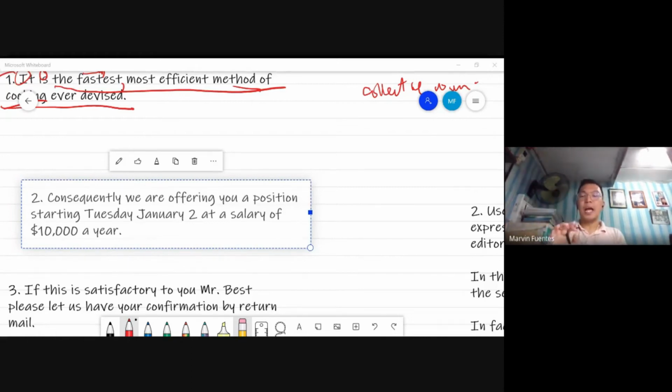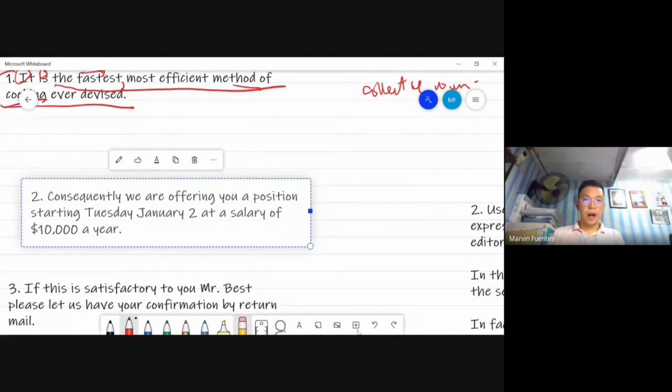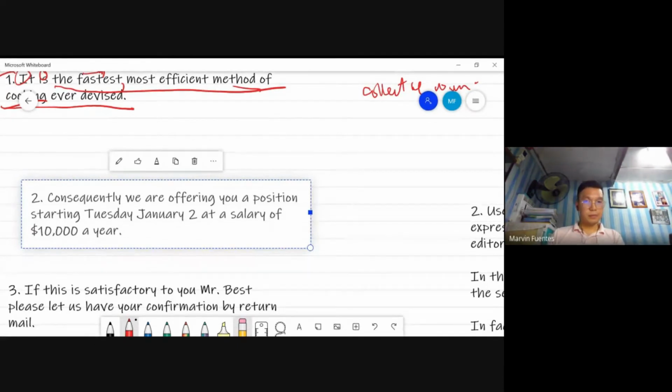Ganito, class. Huwag niyo burahin. Binura niyo na. Tanggalin niyo yung consequently sa taas. Alright? Alright. Tanggalin niyo yung consequently sa taas. Nabura na? Oh, i-capitalize niyo yung personal pronoun we. Yung W.